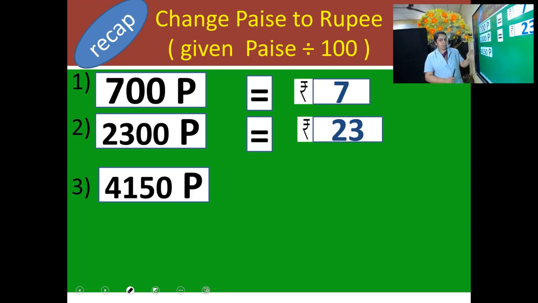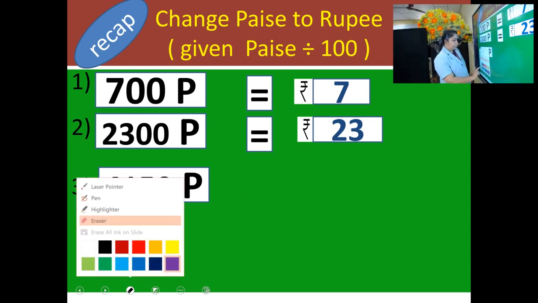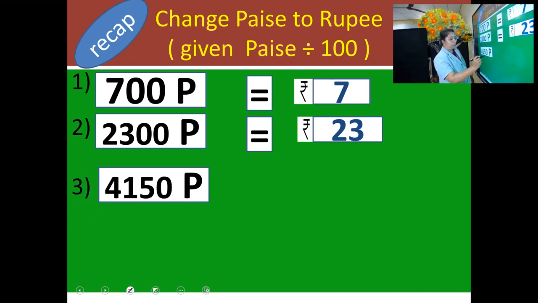4,150. Here, what do you have to do? There is no need to write the 0, 0 for the rupees, isn't it? So for this you have to remove, divided by 100 means you have to remove the ones and tens places. You have to remove these two places, but 50 has the value, we can't throw it out.